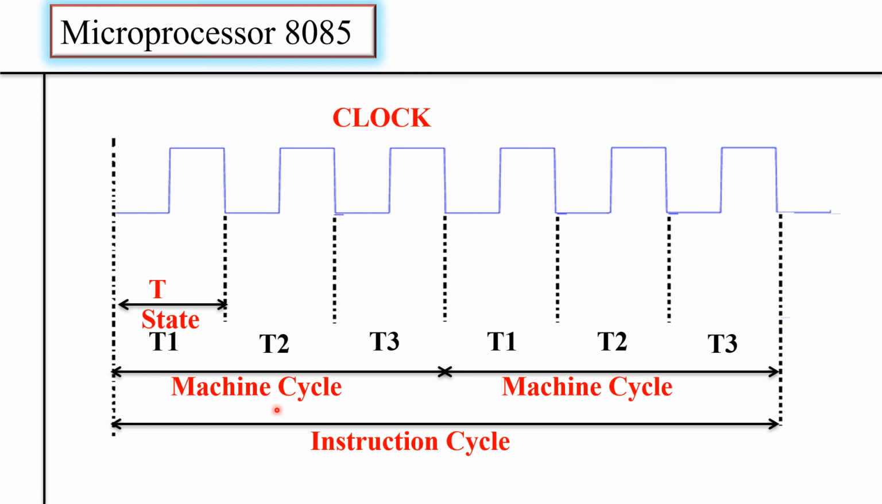So you have to draw the diagram and explain the terms T-state, machine cycle and instruction cycle. Is it clear? You have to draw the diagram, label it properly, show the machine cycle which requires 3 or more T-states, and the instruction cycle which requires one or more machine cycles.